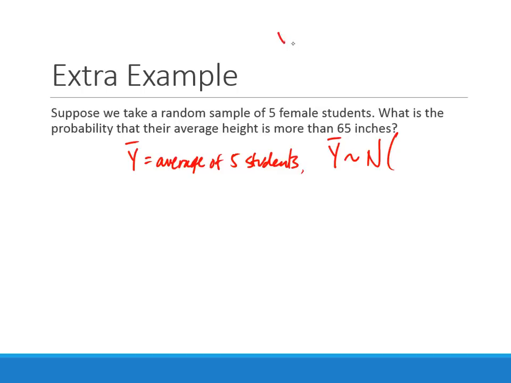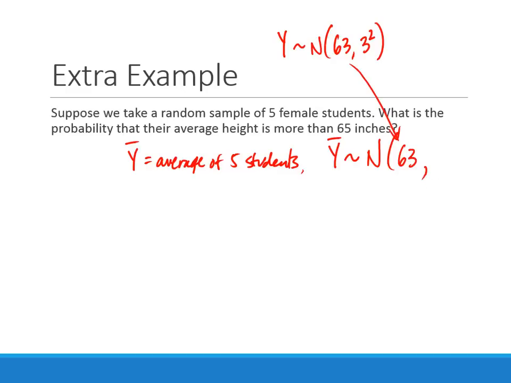So remember, y was distributed as a normal with mean 63 and variance 9. If I was looking at the sum and not the average, then that would be n times mu. But if I'm looking at the average instead of the sum of all these things, it's the same as mu. So the mean of the sampling distribution is the same as the mean of the original distribution, right?